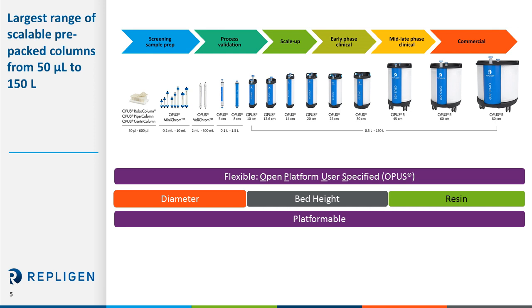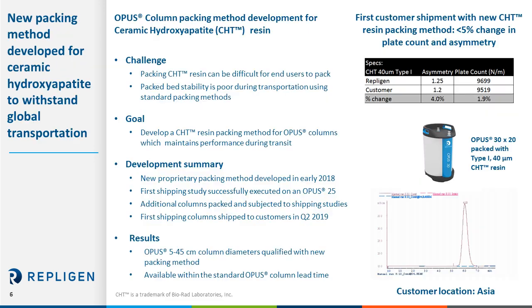So many choices. And today we're adding a new option, or a new capability, which gives more choice to end users, and that specifically is CHT pre-packed columns. Many of you may be familiar with packing CHT resin. It's often difficult to pack, can be difficult to unpack as well, and pack bed stability is generally poor during any sort of transportation method.